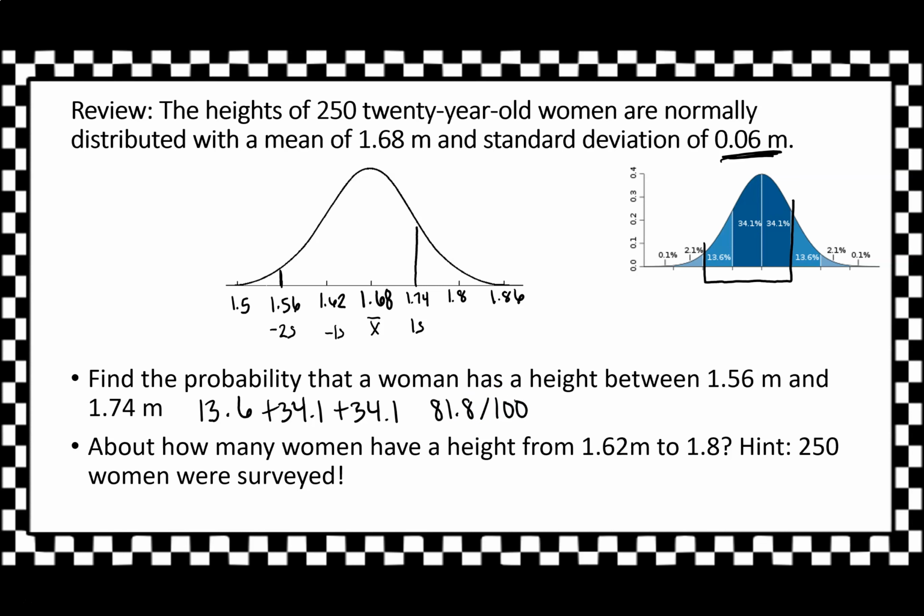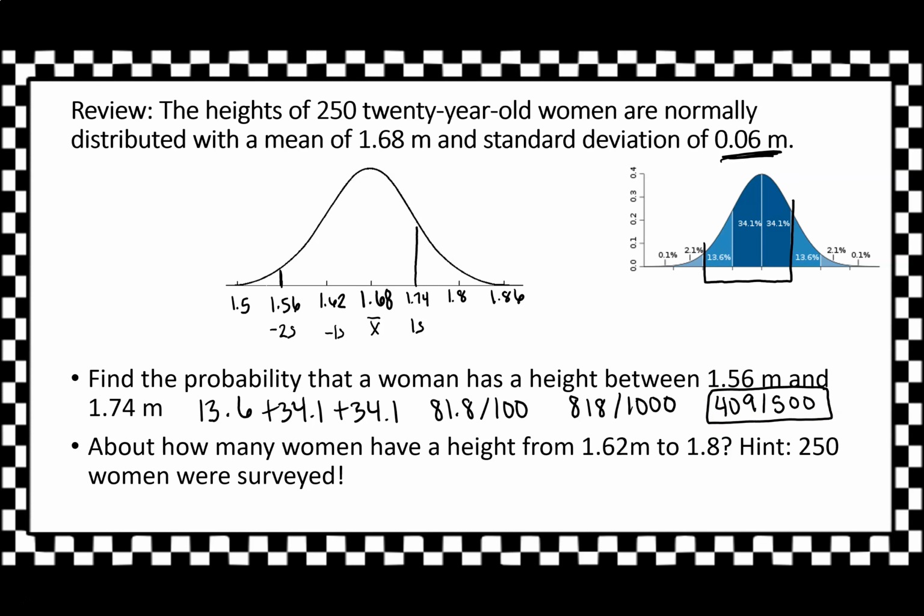Now for probability, we don't want to have decimals, so I'm going to move the decimal over to the right one, or times it by 10, and that's going to give me 818 over 1,000. What does that reduce to? Well, I can divide both by 2, and I get 409 over 500. So the probability is 409 out of 500.